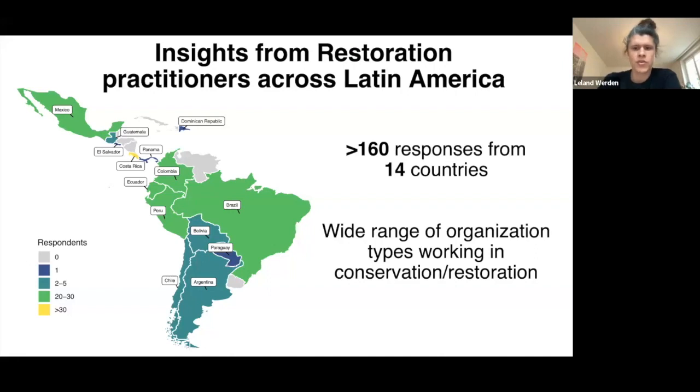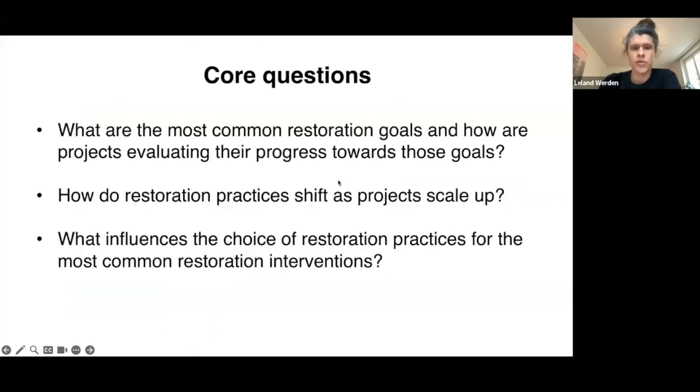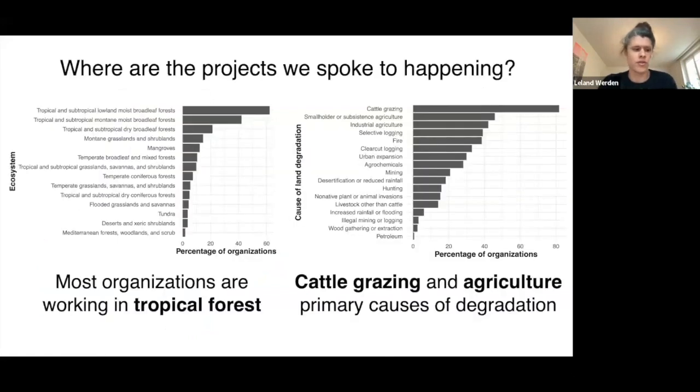This is a wide range of organizations that are working in conservation and restoration. What we're doing is just trying to get a snapshot, essentially, of what they're doing, understanding their restoration goals and how they're evaluating their progress, so that we can help them think about how to do this more effectively. And then think about how their practices shift as the projects get bigger, and also what influences their choice of practices for different interventions. So what we found so far, on the left-hand panel, is that most organizations are working in tropical forests. This makes sense because of the area in which we're surveying, and cattle grazing and agriculture are the primary causes of degradation. So that's the context of the work.